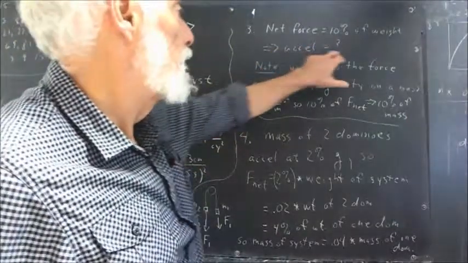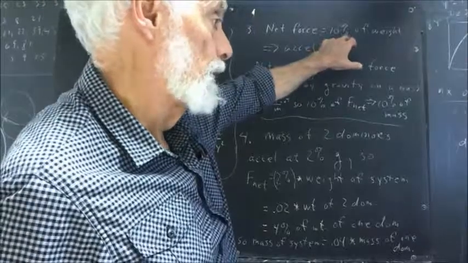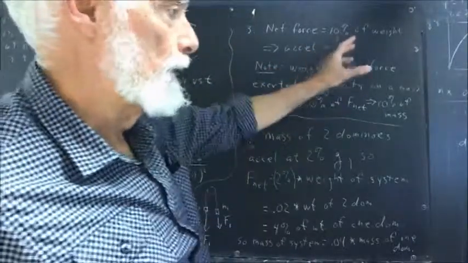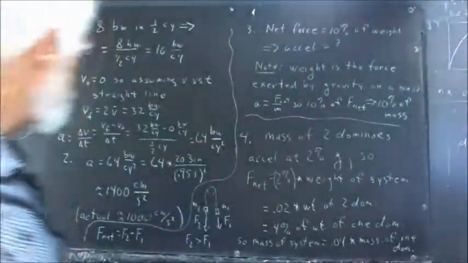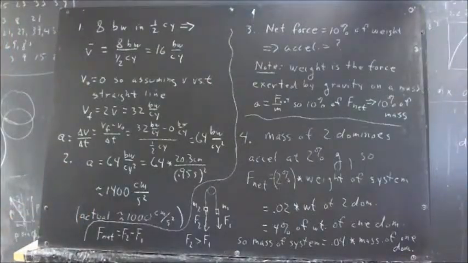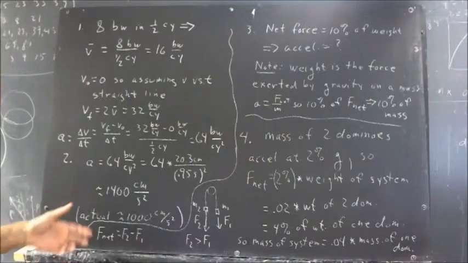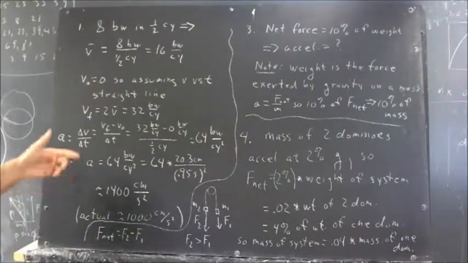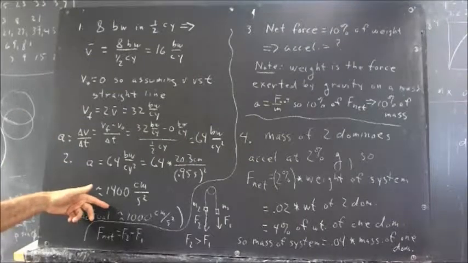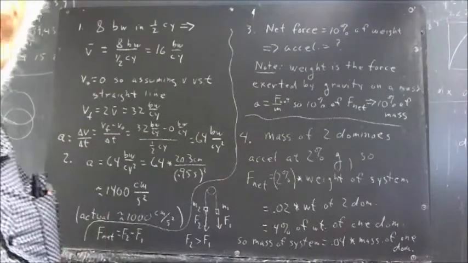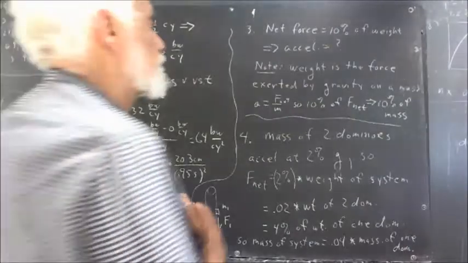So what's going to be the acceleration if we have 10% of the weight? Well, if we have 10% of the weight, we have 10% of the force exerted by gravity, which is going to give us an acceleration that's 10% that of gravity. So the result is very straightforward.